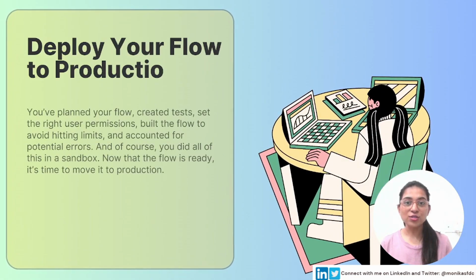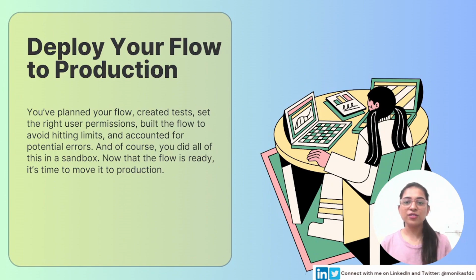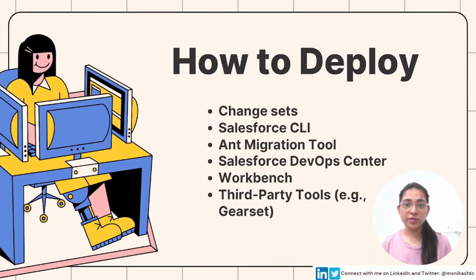Now, how to deploy our flow, right? You have planned your flow, created tests, set the right permission, given the right user the access to run flows, built your flows to avoid hitting limits, and accounted for potential errors. And of course, you did it all in the sandbox. Now that the flow is ready, it's time to move it to production, right? Now you want to move it to production, but how to deploy your components to production?